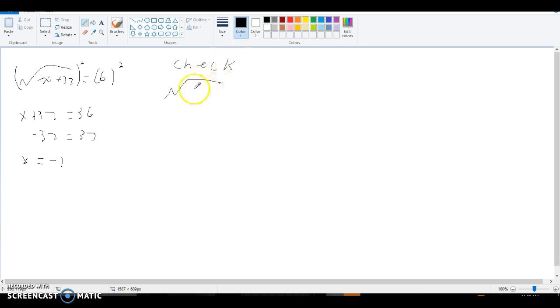So we're going to plug in -1 plus 37 equals 6. So we're going to add together what's in the square root, and you see that it's 36. Now notice that 36 is a positive number. If we got negative 36, you want to go back and make sure you got the correct solution. You cannot have a negative number under your square root. So when you take the square root of 36, you get 6 equals 6, and that checks.